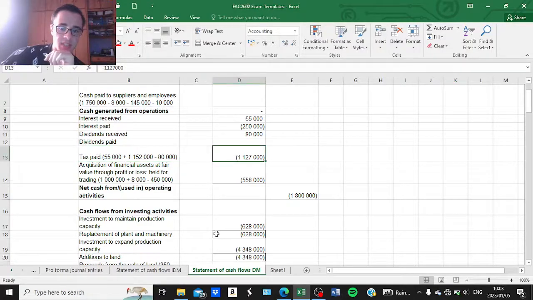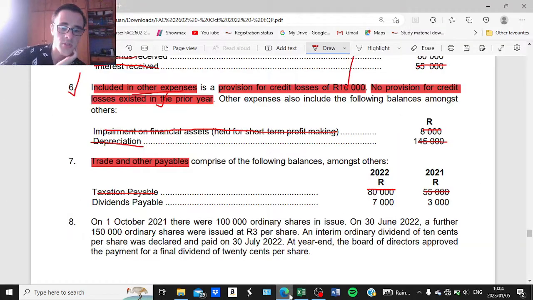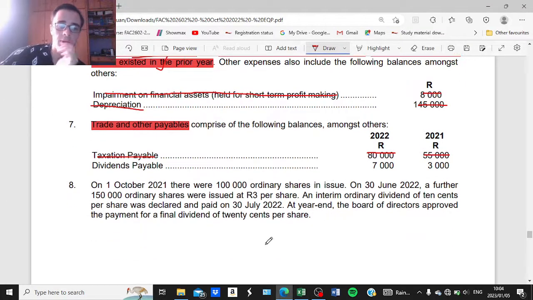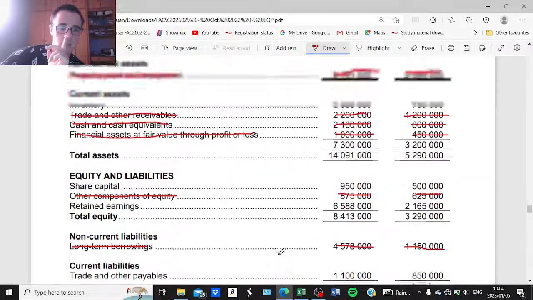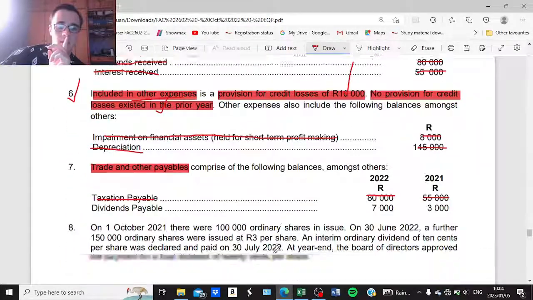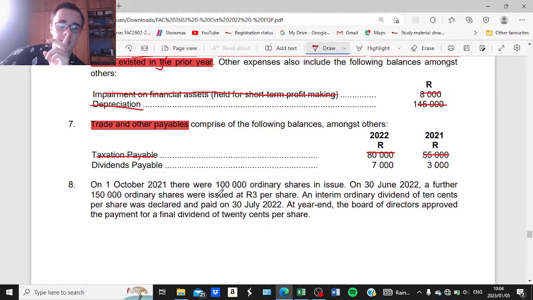All right, so this is the amount of tax paid for the current year. It must be shown as an outflow, 1,127,000. Then we have dividends payable. Now, more information on the dividends declared is given in additional information point 8. However, I will show you an alternative method for calculating the value of dividends declared.